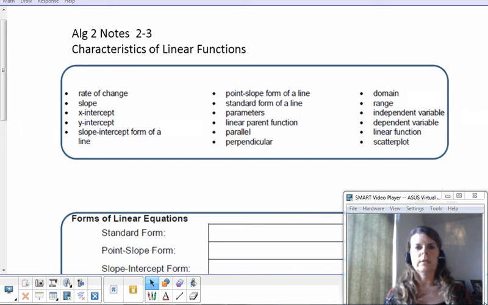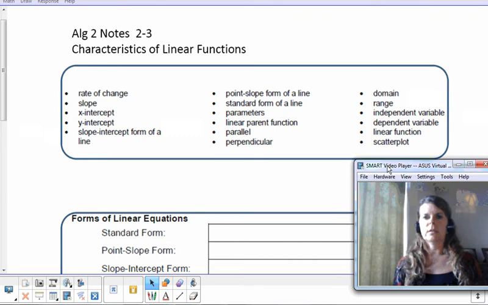Okay, hi. Tonight we're starting characteristics of linear functions, what you've all been waiting for. Slope, x-intercept, y-intercept. This is some of the vocabulary for linear functions. So let's just jump right in and look at the different forms of a linear equation.